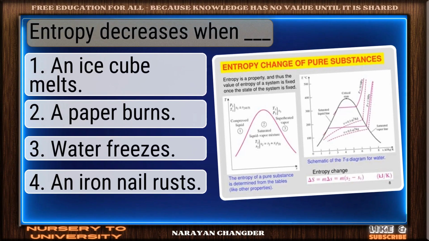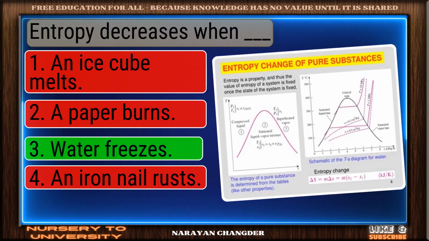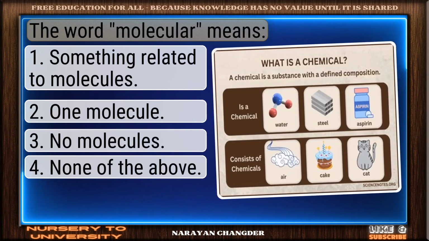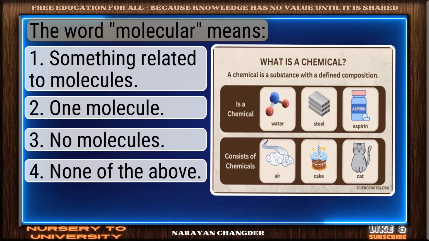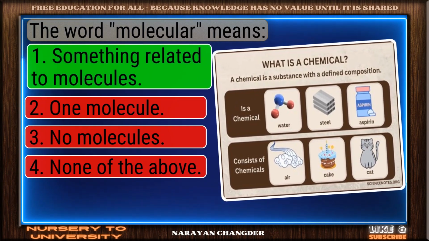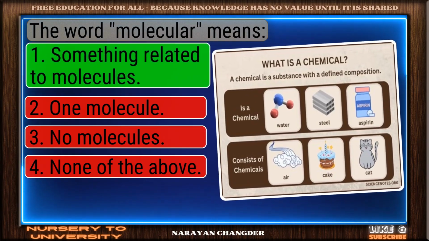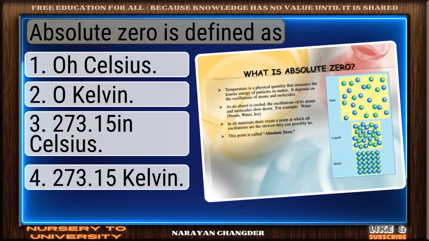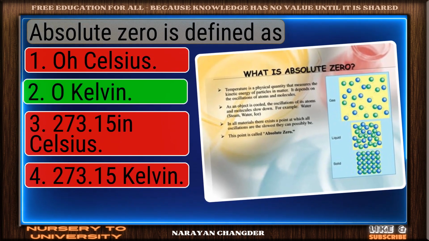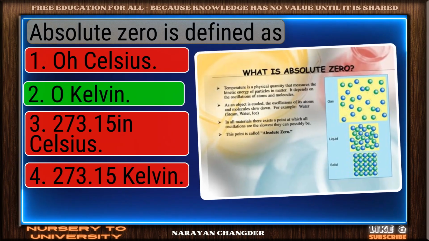Entropy decreases when dash. Great job. Water freezes is the accurate answer. The word molecular means. Good thinking. Something related to molecules is the right answer. Absolute zero is defined as. Nice work. You chose Kelvin, and it is correct.